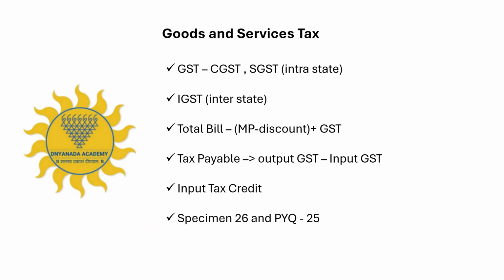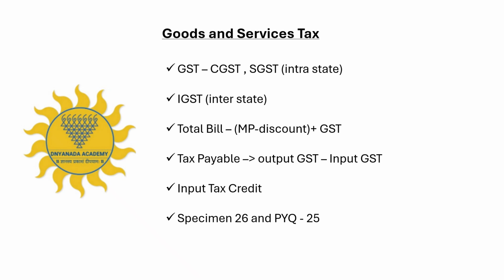So, Nanda Academy wants to cover GST in just 15 minutes. We are going to cover GST, how it is divided as 50% as CGST, central government, and SGST. It is the intrastate transaction. IGST, when the transaction is between two states. Total bill, how to calculate total bill when you have given discount and you have given GST. So it's mark price minus discount plus GST.